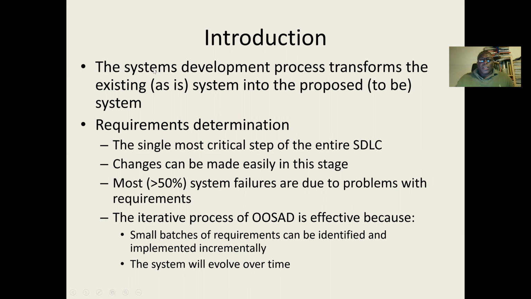So first, we say that the system development process normally transforms an existing system into a proposed system. Requirement determination is the single most critical step of the entire software development lifecycle. Changes can be easily made in this stage. As we know, in the waterfall model, we always start with requirement analysis, then designing, implementation, then testing. So requirement analysis is one of the earlier phases of the software development lifecycle.